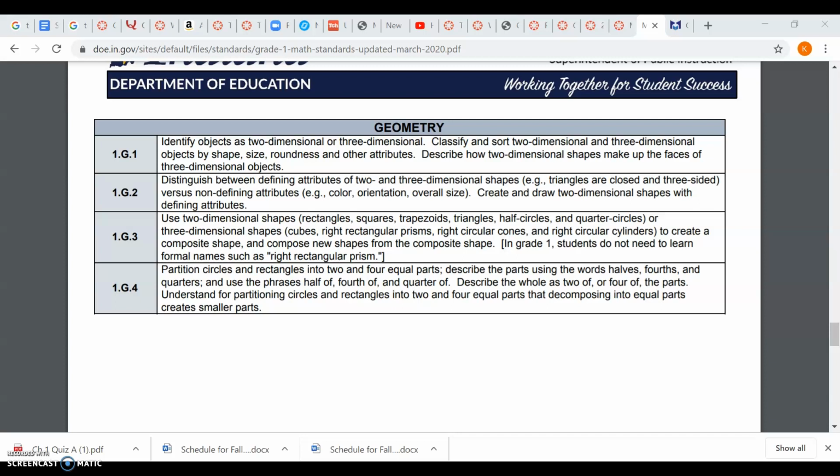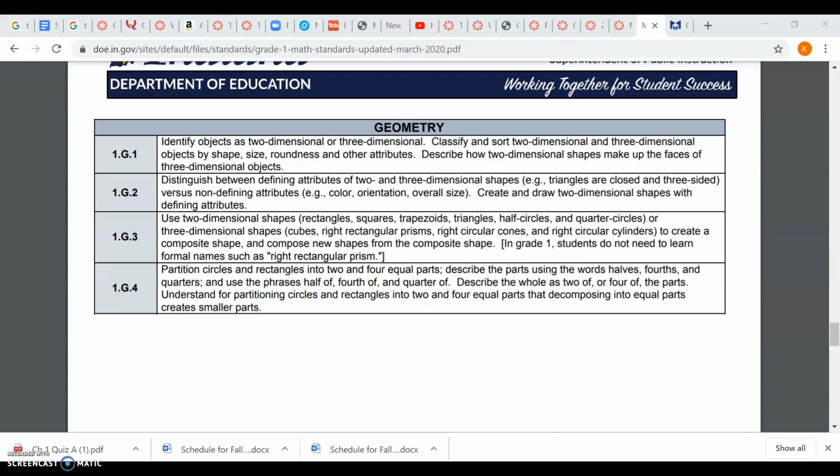So, I'm going to be teaching you the fourth standard today, and the fourth standard says that we should be able to partition circles and rectangles into 2 and 4 equal parts. We should be able to describe the parts using the words halves, fourths, and quarters, and use the phrases half of, fourth of, and quarter of.